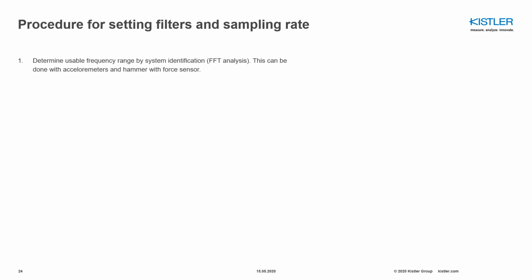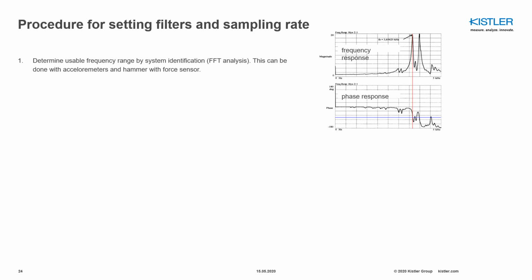So the first step, as we said, is to determine the usable frequency range, and that can be done by system identification. So you have to get a good picture of the frequency response of your system. And of course, this can be done, for instance, with accelerometers and a hammer, with force sensors also. So you know exactly what kind of natural frequencies your system has. And when you have that, then you can place your low-pass filter, for instance, in your amplifier or in your post-processing in order to have this usable frequency range.